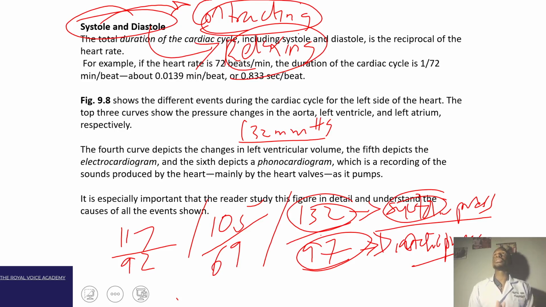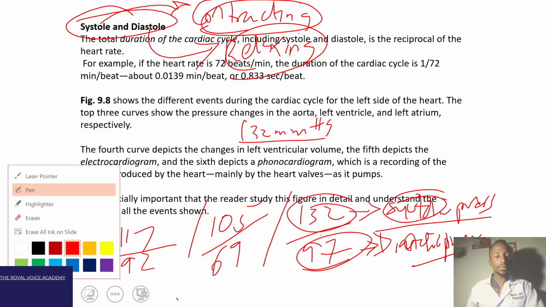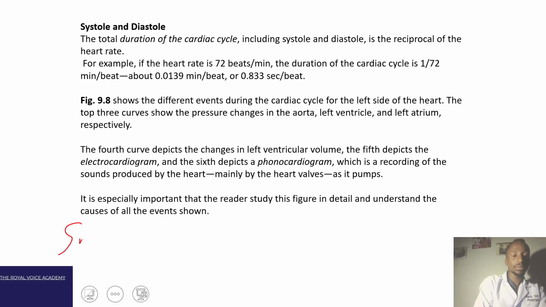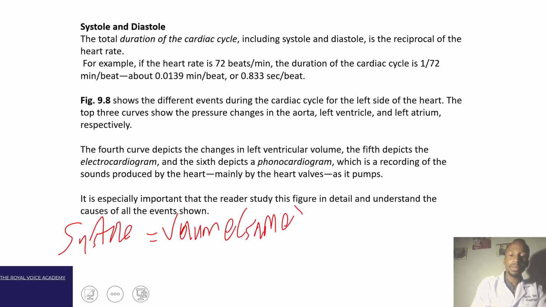Now, something that you also need to understand is during systole, there is no increase or decrease in volume, sorry, no increase or decrease in blood volume. There is an increase in pressure. So let me write it for you. During systole, the volume is remaining the same, but the pressure is increasing. The pressure within the chambers of the heart is increasing.